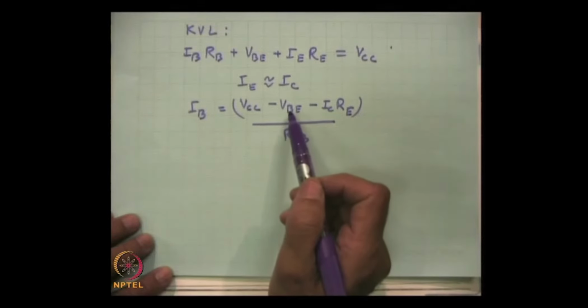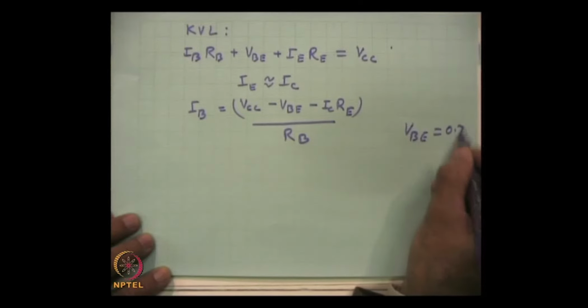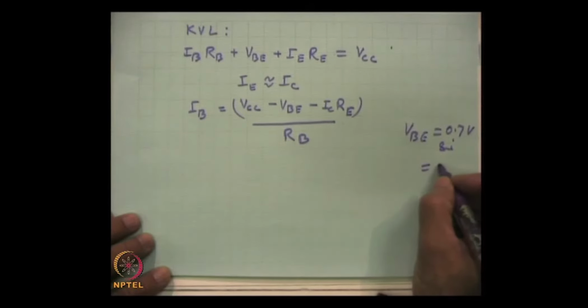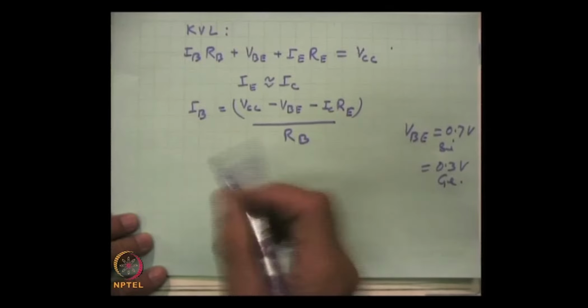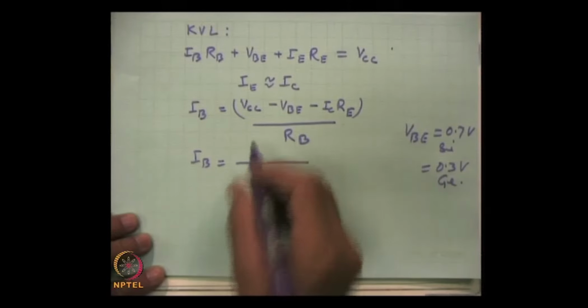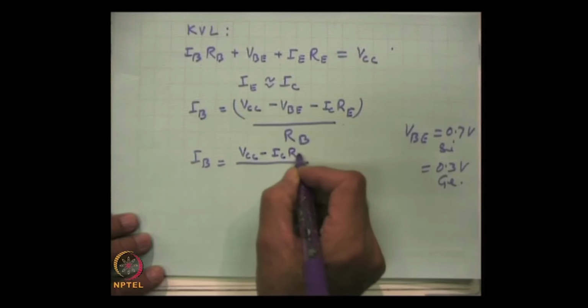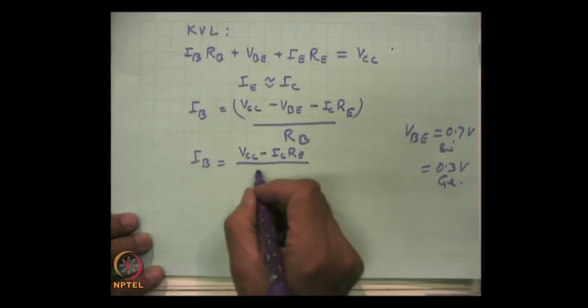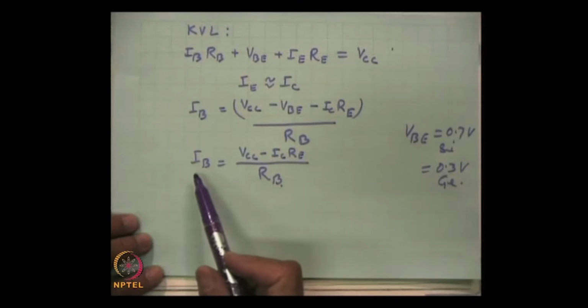And as I said earlier, this voltage is comparatively much smaller than the other voltages. VBE is around 0.7 volts for a silicon transistor, and 0.3 volts for a germanium transistor. So, we can drop it to make some simplifications, and the important salient features remain intact. So, this is VCC minus IC RE by RB. This is the base current.